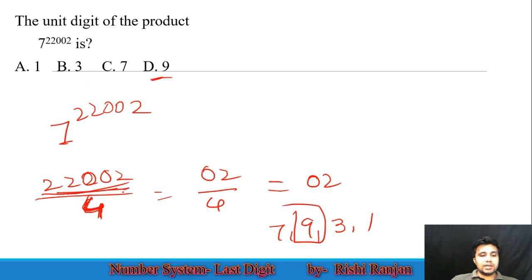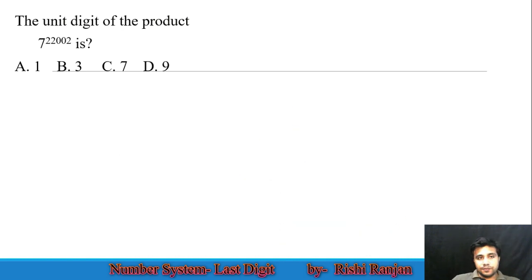If the power is very large, you don't need to check that. Check only the last 2 digits of the power. That can easily get you the remainder, and once you get the remainder, based on the remainder you can decide what is the last digit. Let me take one more example here.